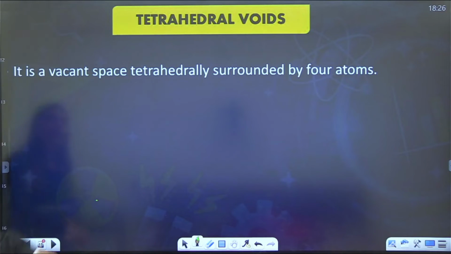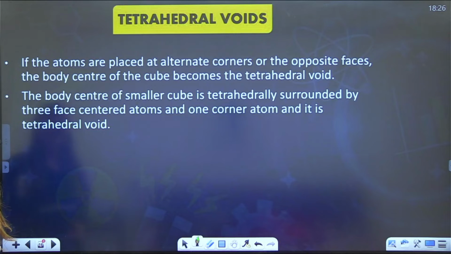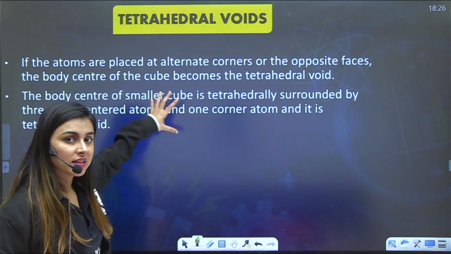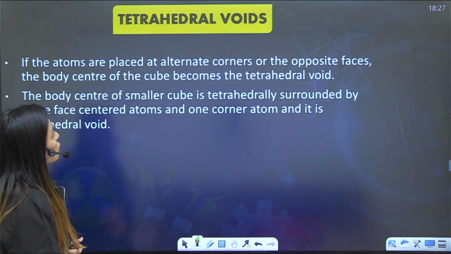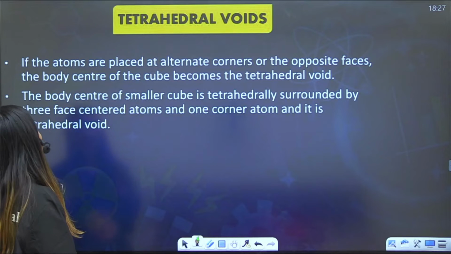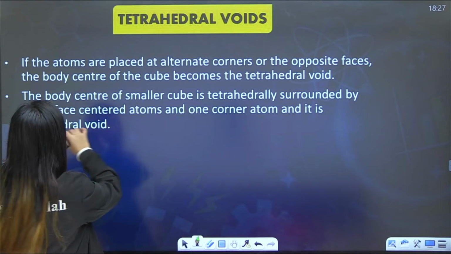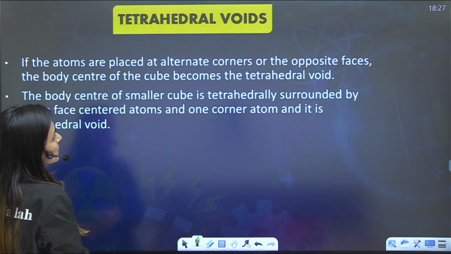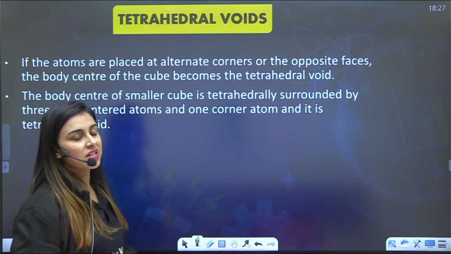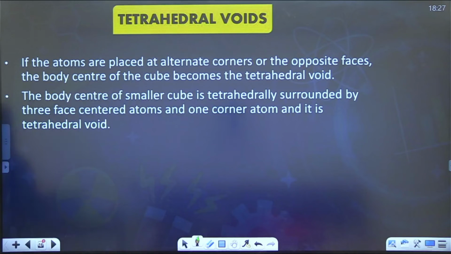And now we can say that it is a vacant space tetrahedrally surrounded by 4 atoms. And if the atoms are placed at the alternate corners, now you'll understand those lines, alternate corners on the opposite faces of the cube, the body center of the cube becomes the tetrahedral void. The body center of the smaller cube is tetrahedrally surrounded by 3 face centered atoms and 1 corner atom, and it is known as a tetrahedral void, right? Yes. You can pause the video, write it down, and then we'll move forward.